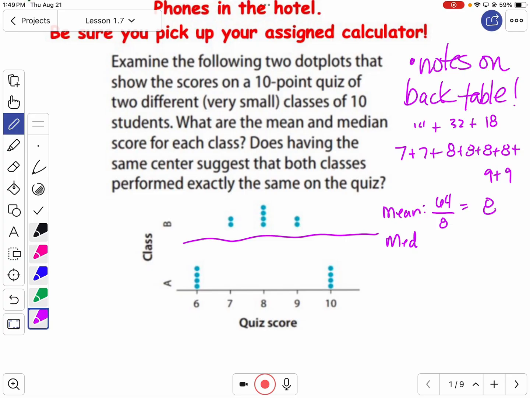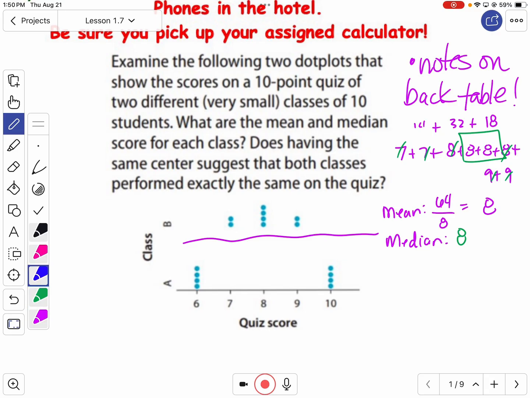The median, that would be the middle value since there's 8 of them. 1, 2, 3, 4, 1, 2, 3. There's 2 numbers in the middle. We'd add them up and divide by 2, but they match, so it's just 8. So for Class B, the mean was 8 and the median was 8.